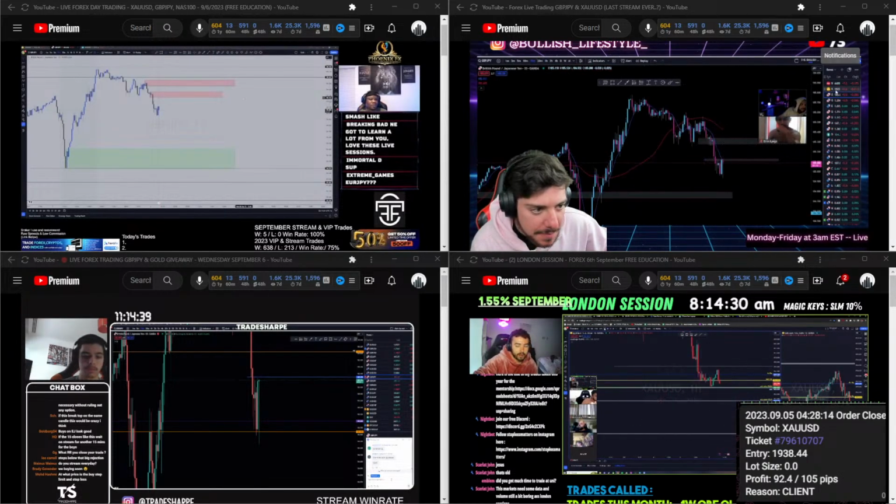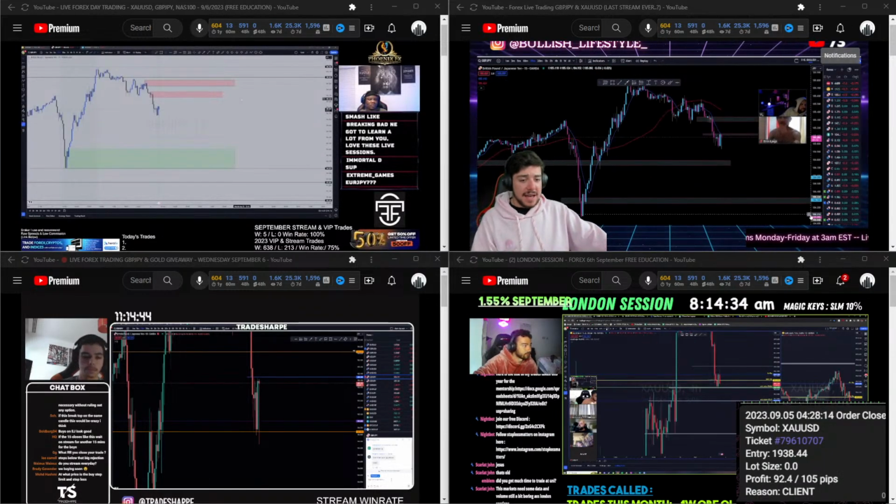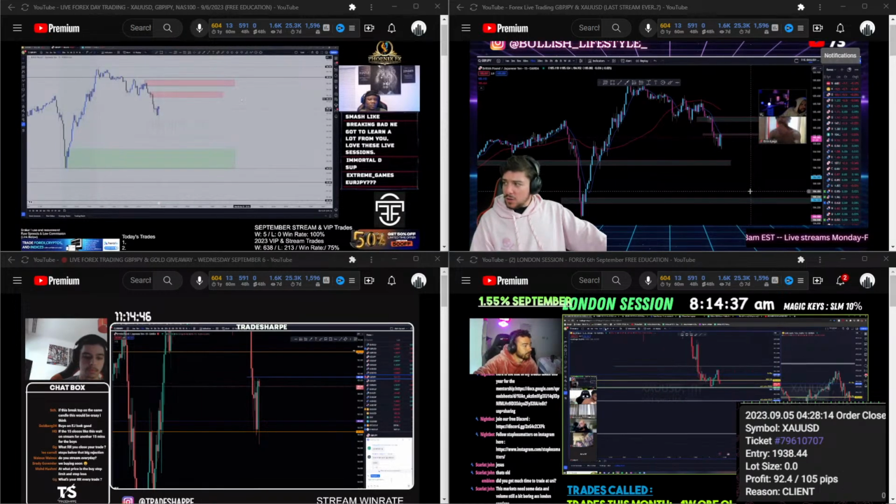I'm gonna wait for the next candle to open here and then enter manually at the break of the high. It's the same break of the high, but gonna enter on the next candle.